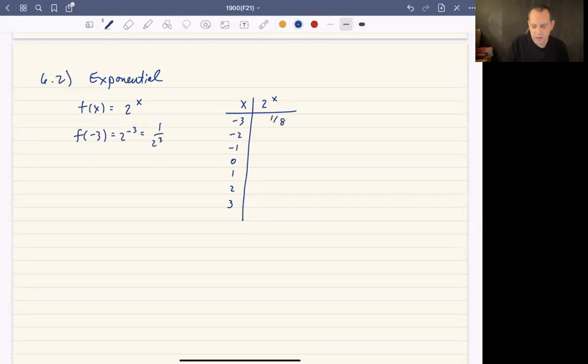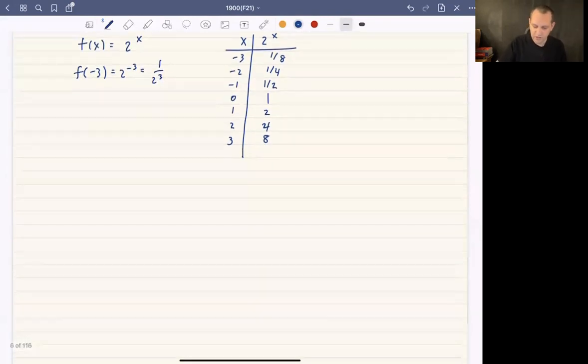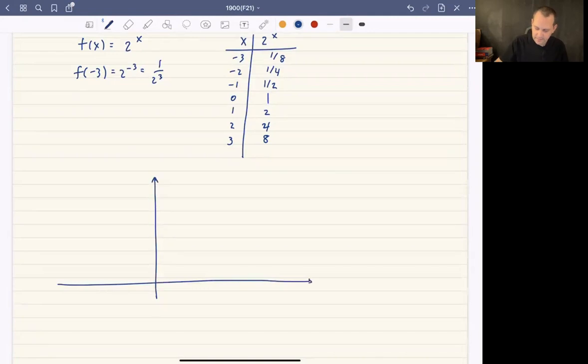And likewise, 2 to the -2 is 1/4. 2 to the -1 is just 1/2. Anything to the 0 is 1. Almost anything to the 0 is 1. And 2 to the 1 is 2. 2 squared is 4. 2 cubed is 8. And so what happens is you get a function that's going to look roughly like this.